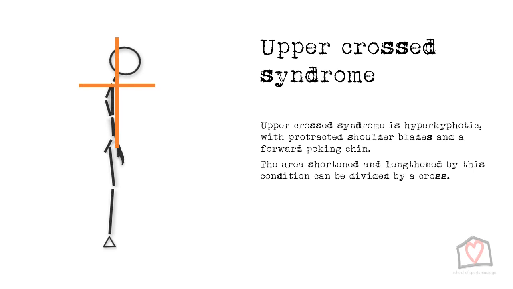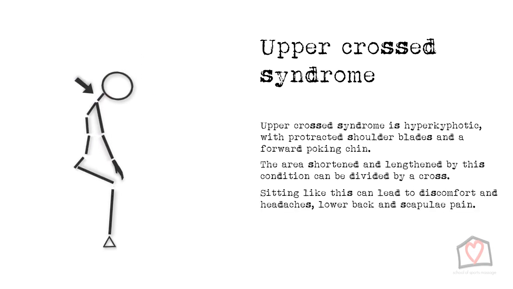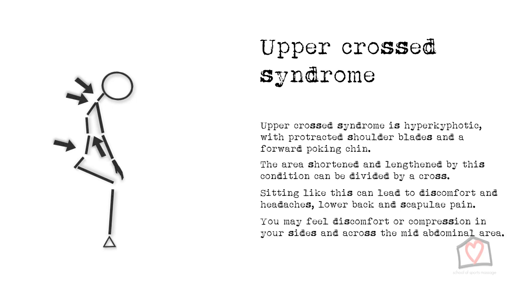Try sitting like this for a while and see where the discomfort comes. Generally in the back of the neck, which can potentially lead to headaches. There may be some lower back pain and definitely pain between the scapulae. You may also feel discomfort or compression in your sides and across the mid-abdominal area at the bottom of your ribs as you fold forward. Not only are there a lot of areas of discomfort around the neck and shoulders, there are also implications for some of the internal organs, reducing space and in turn their function.